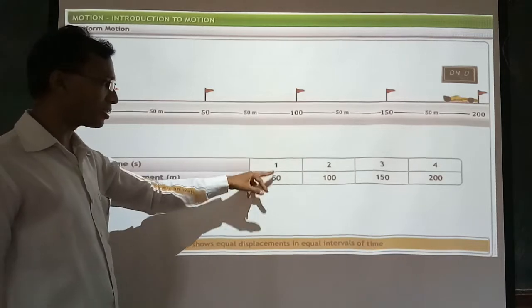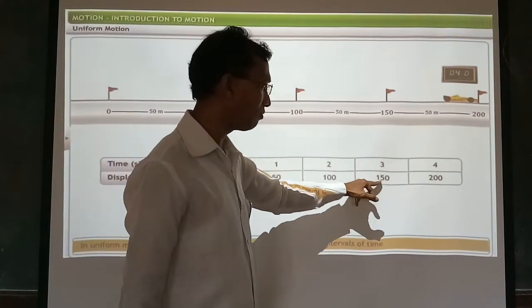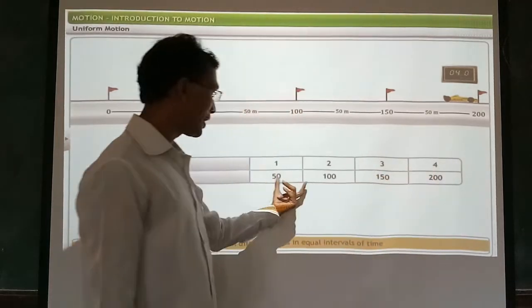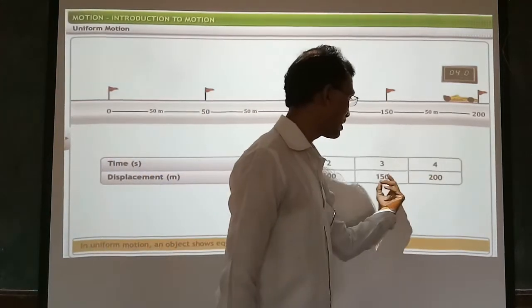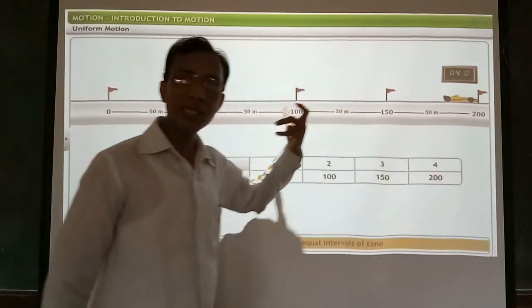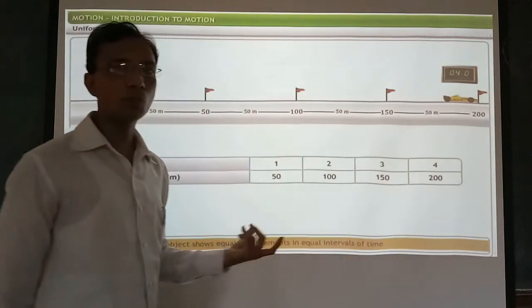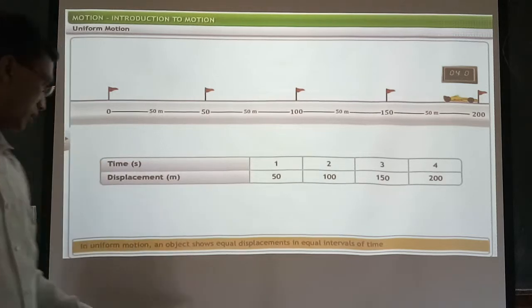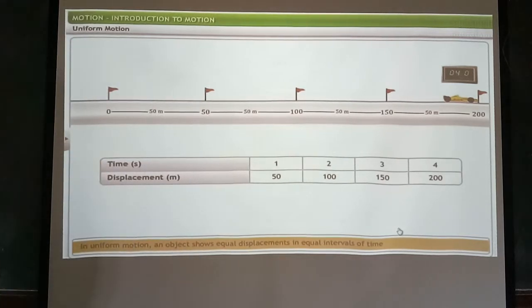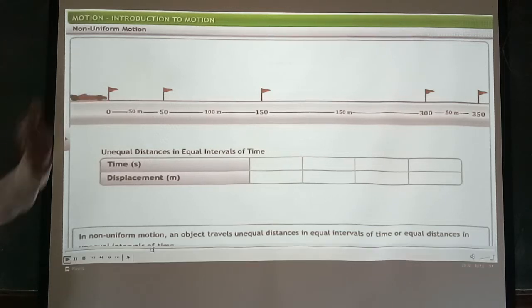So in the first second 50 meter, second 100, third second 150, fourth 200. So 100 minus 50 is 50, 150 minus 100 is 50, 200 minus 150 is 50. So equal distance is covered in equal time intervals, and such type of motion is known as the uniform motion. Here is another example we should take, non-uniform motion.